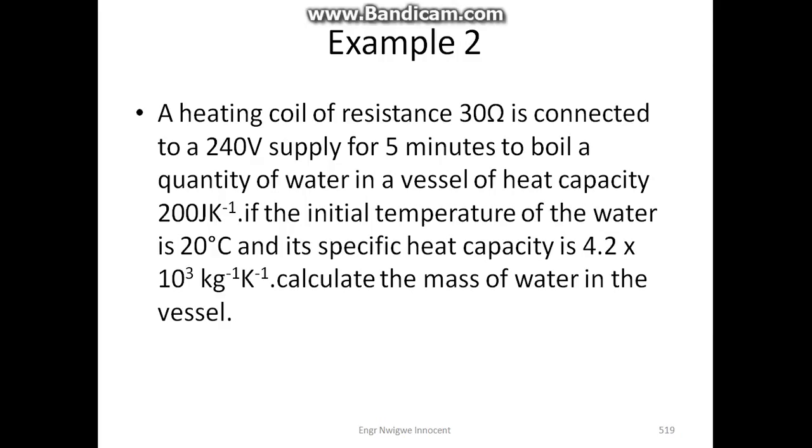Example 2. A heating coil of resistance 13 ohms is connected to a 240 volt supply for 5 minutes to boil a quantity of water in a vessel of heat capacity 200 joule per Kelvin. If the initial temperature of the water is 20 degrees Celsius and its specific heat capacity is 4.2 times 10 raised to the power 3 joule per kg per Kelvin, calculate the mass of water in the vessel.